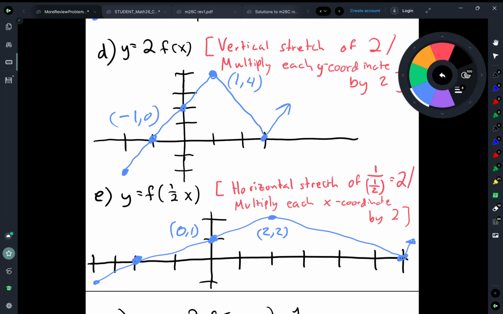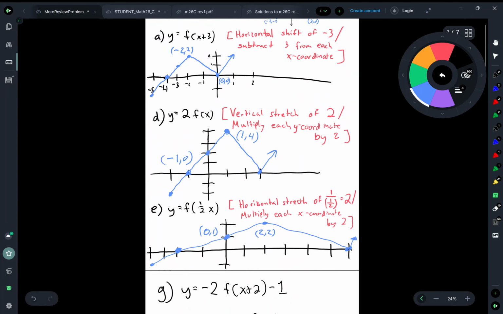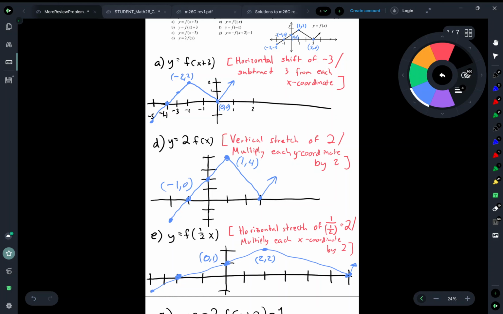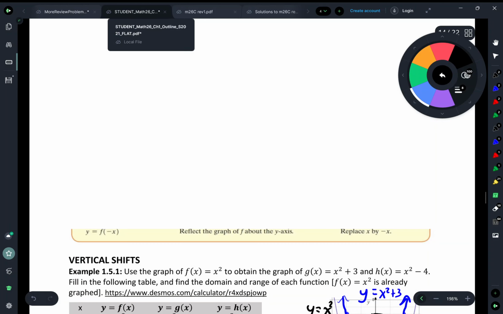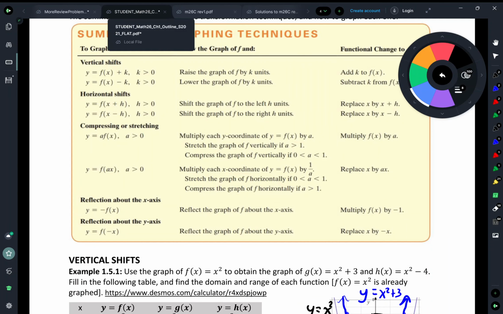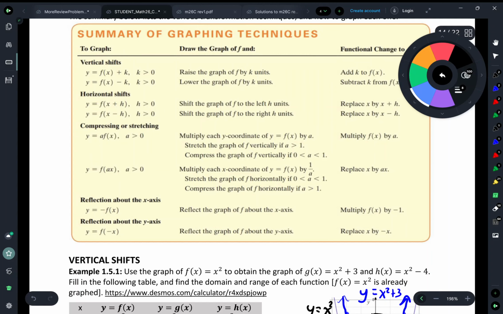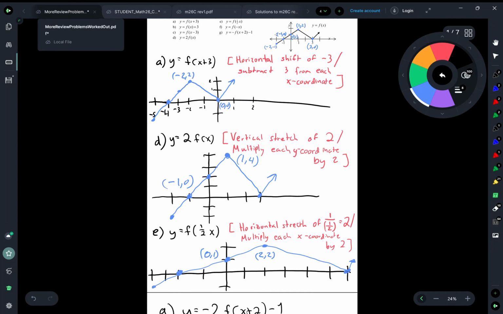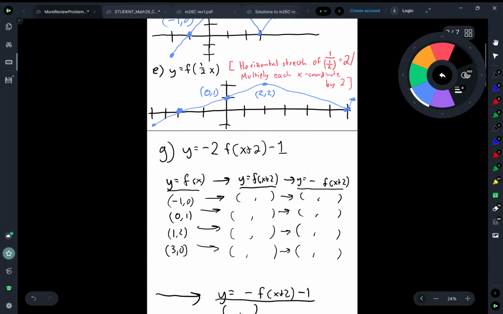All right, and that's it for parts A, D, and E. For the other parts, please check out the notes here to remember how these compressions and stretches work. And of course, I will work on, like I said, part G in a separate video.